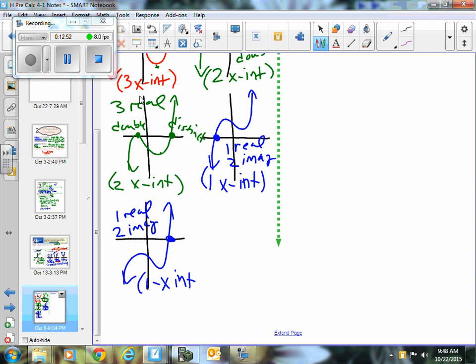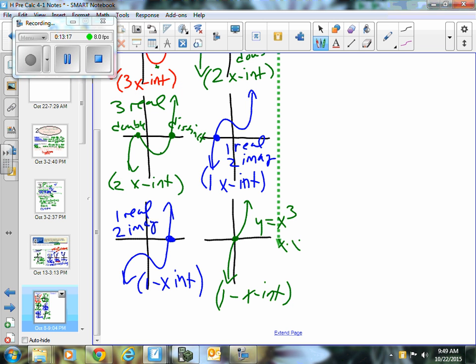All right, there's one more graph I want to talk about for degree 3 before we move on to degree 4. What about the parent graph, just y equals x to the 3rd? Just this guy. No turns at all. So always increasing. Y equals x cubed. The crazy thing about this, you have 1 x-intercept again, so it's the same as those last couple graphs. But the issue with this one is x cubed means x times x times x.